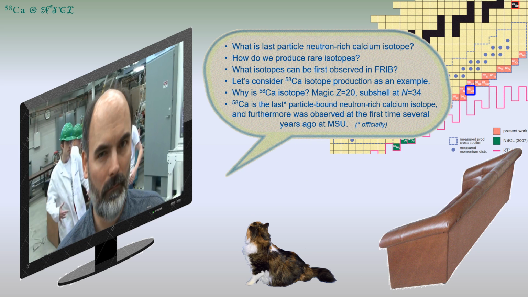What is the last neutron-rich calcium isotope? How do we produce rare isotopes? What isotopes can be first observed in FRIB? Let's consider 58 calcium isotope production as an example. Why 58 calcium isotope? Magic Z equals 20. Subshell at N equals 34. 58 calcium is the officially last neutron-rich calcium isotope, and furthermore was observed for the first time several years ago at MSU.